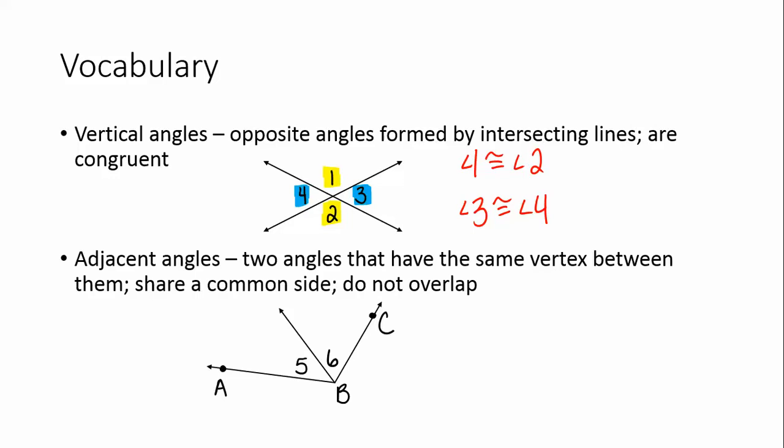Adjacent angles are two angles that have the same vertex between them. They share a common side, and they do not overlap. You can see in the picture the adjacent angles are angle 5 and angle 6.